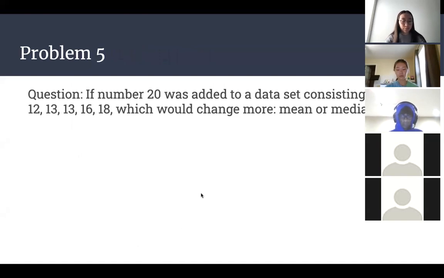If the number 20 was added to a data set consisting of 1, 5, 5, 7, 12, 13, 13, 16, and 18, which value changes more, mean or median?